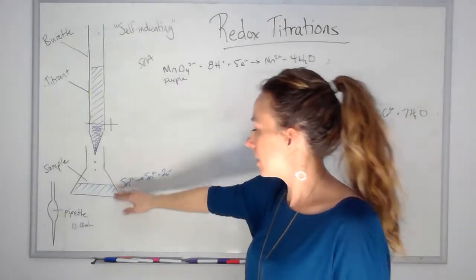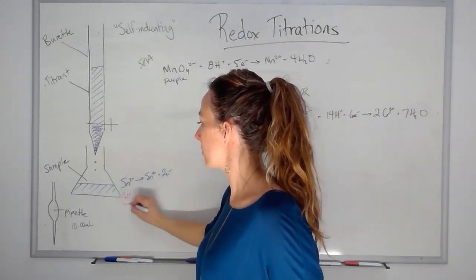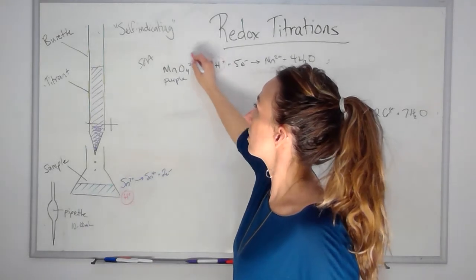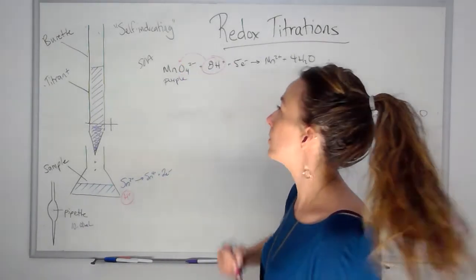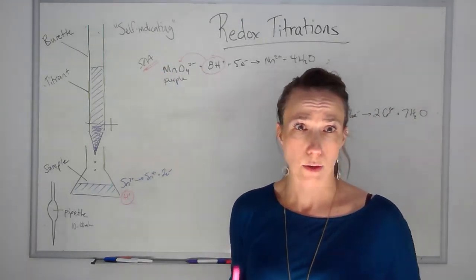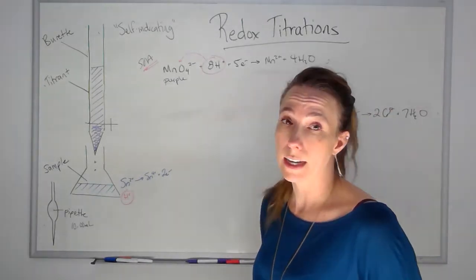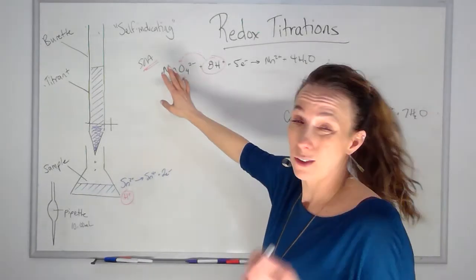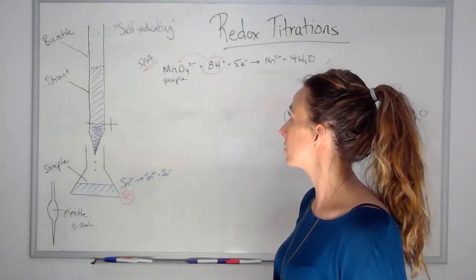solution. Now in my sample, I also have to acidify it, so in my species list I have some H+. The H+ can react with the purple potassium permanganate, and this becomes our very strong oxidizing agent. In fact, on your data booklet, it's right up there at the top left-hand corner of oxidizing agents. So I'm utilizing not only its color, but also its strength as an oxidizing agent.